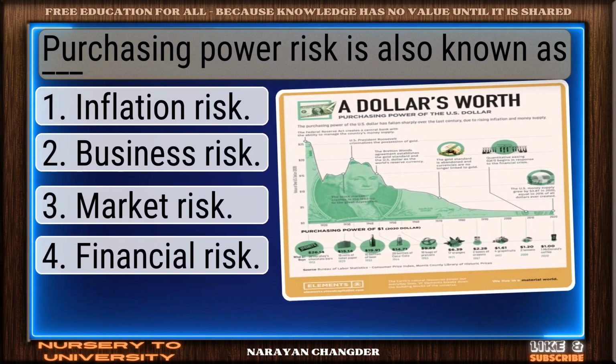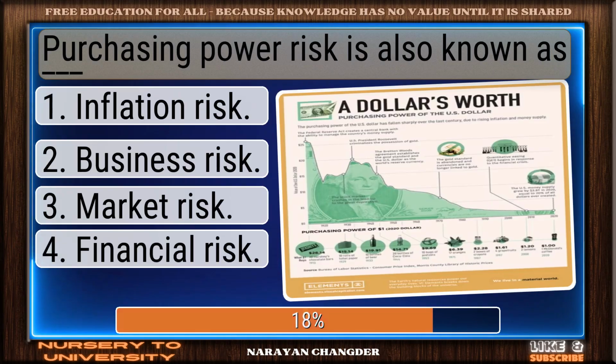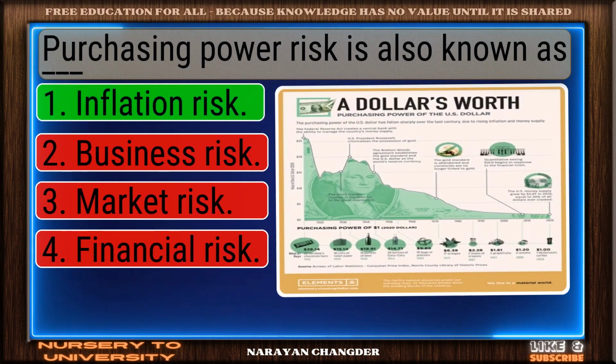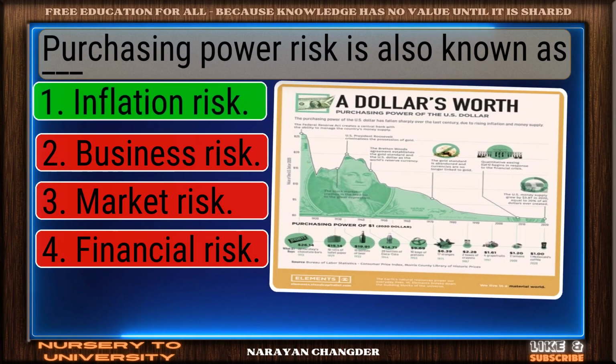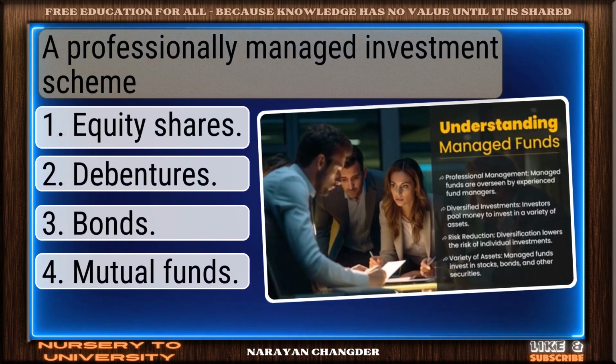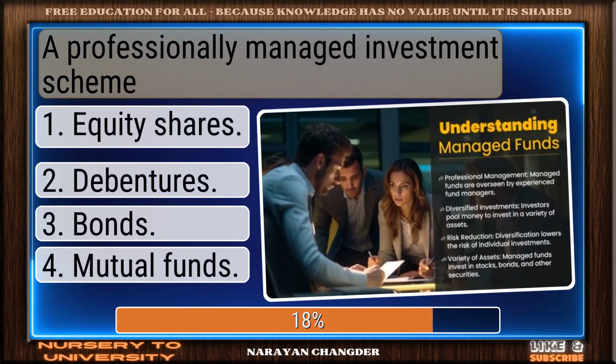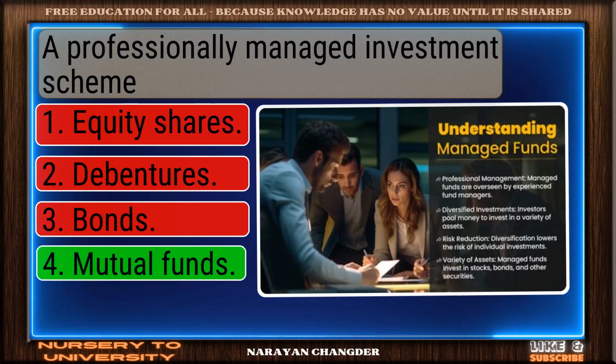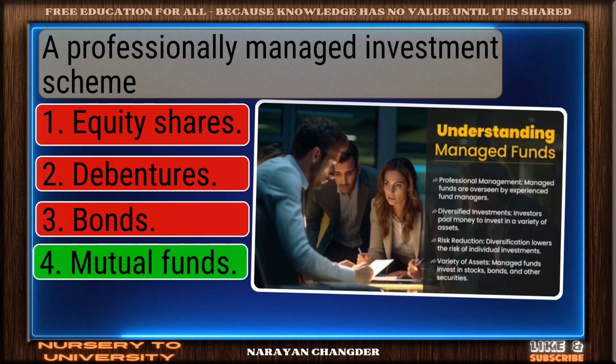Purchasing power risk is also known as dash. You're right. Inflation risk is the correct answer. A professionally managed investment scheme. Nice selection. Mutual funds is the correct and valid answer.